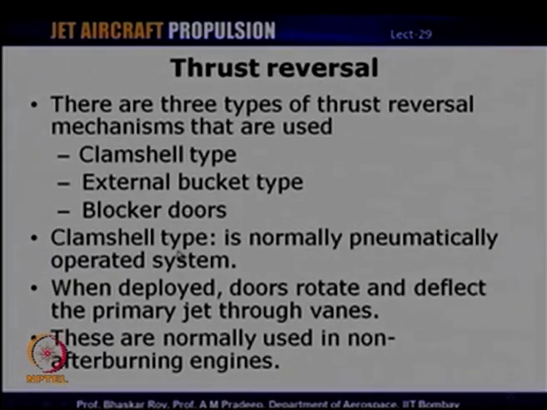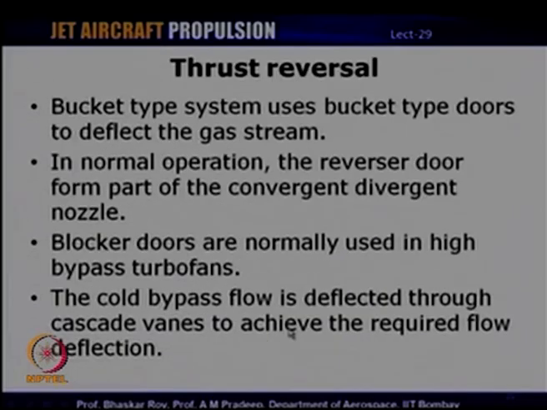Now, there are again different types of thrust reversal mechanisms, like the clamshell type, external bucket types and blocker types. Clamshell is normally a pneumatically operated system, wherein there are doors which rotate and deflect the primary jet through vanes. These are used normally in non-afterburning type of engines. In the bucket type system, it uses bucket type of doors which deflect the gas streams, and in normal operation these doors form part of the CD nozzle itself, and in a blocker type configuration, these are normally used in high bypass turbofans, where the cold bypass stream is deflected through cascade vanes to achieve the required flow direction.